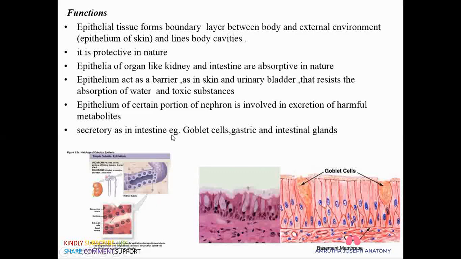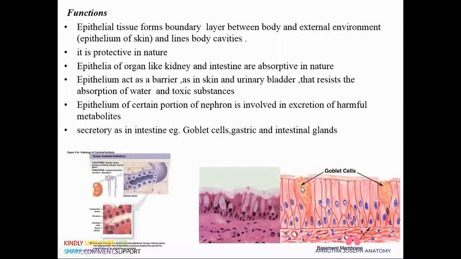Other function is secretion. This happens in intestine. Intestine, this is an epithelium of the intestine. There are a lot of cells in the intestine, and there are specialized cells which are called secretory cells, and they are specifically called goblet cells. Goblet cells here, this is goblet cell, this is again goblet cell. You can see the epithelium here. These cells are secretory in function, in the sense they secrete mucus.